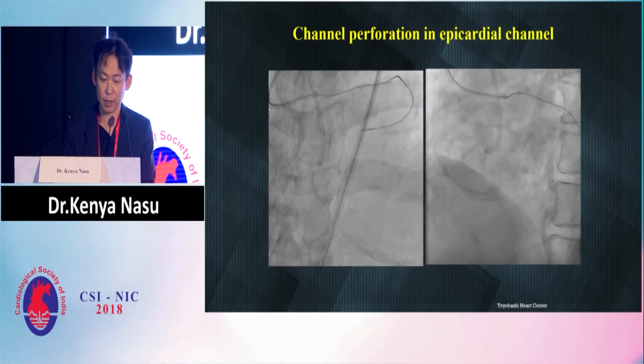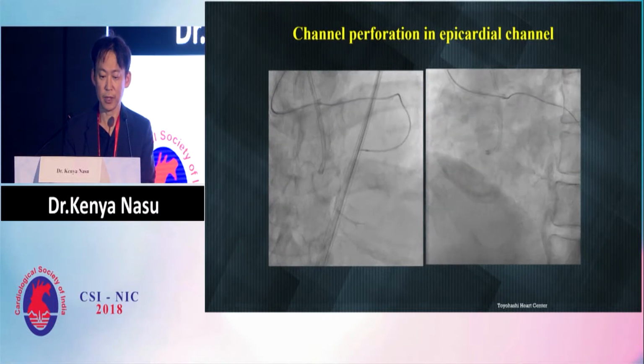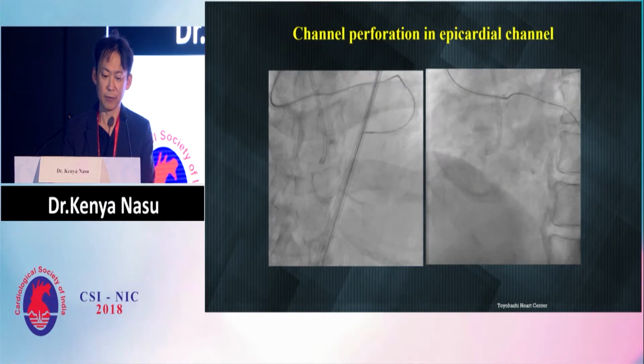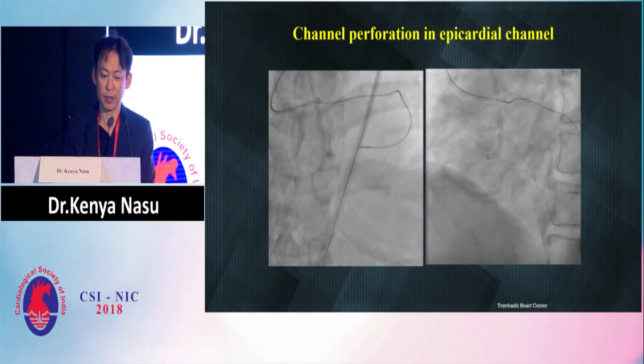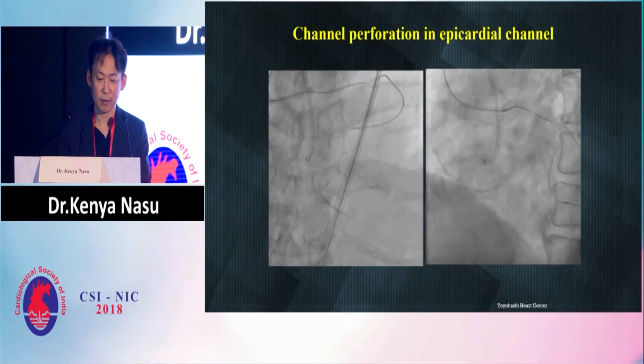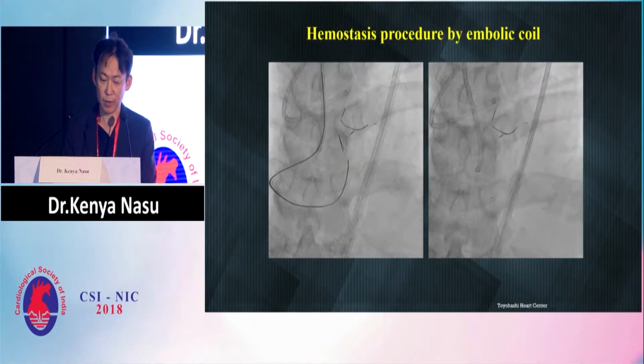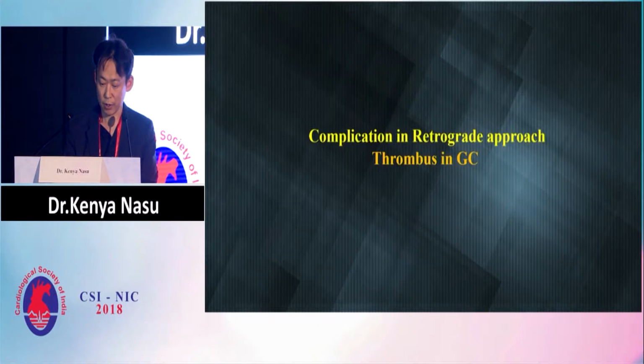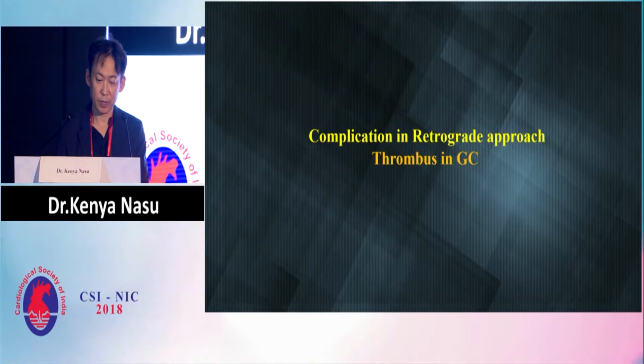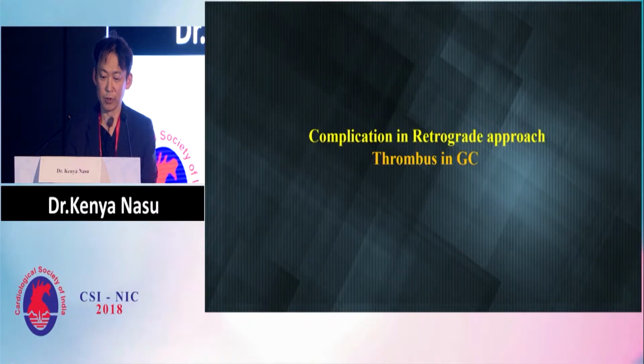After finishing this case, we checked the bilateral injection, but we can see a very big hemorrhage. The channel perforation is there, at the bending portion. So we put in the original coil. I'm sorry, it doesn't work. But we could achieve hemostasis.